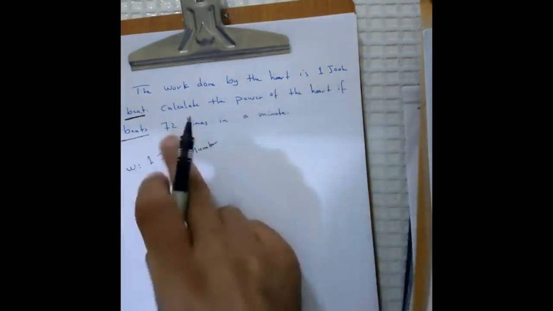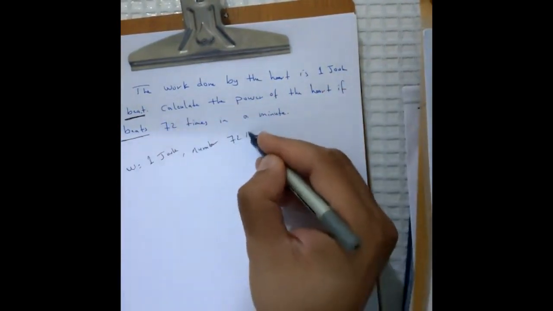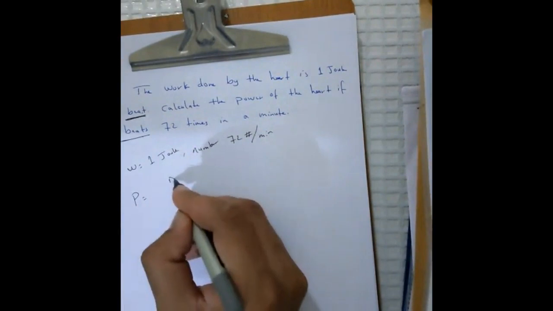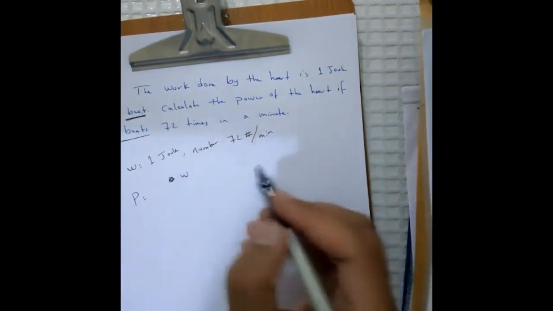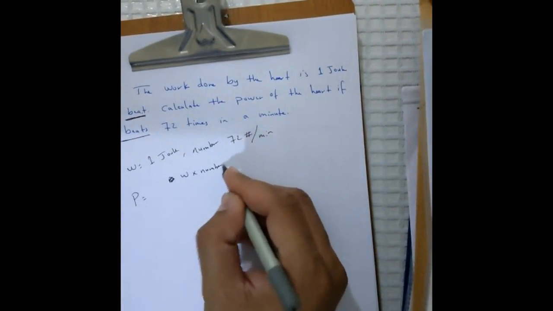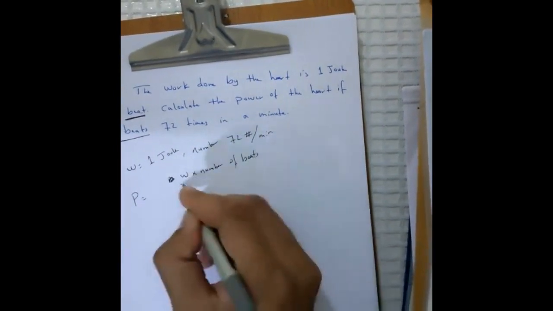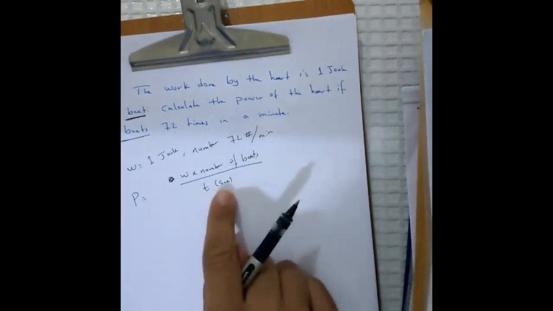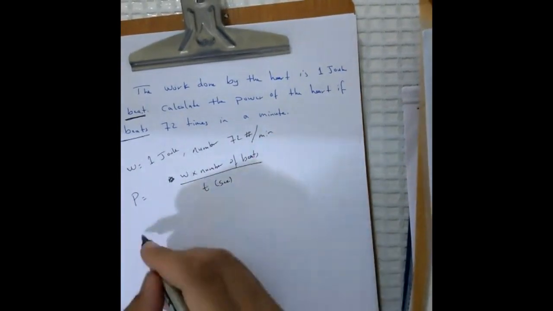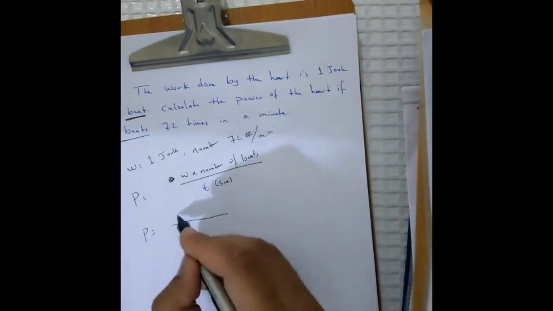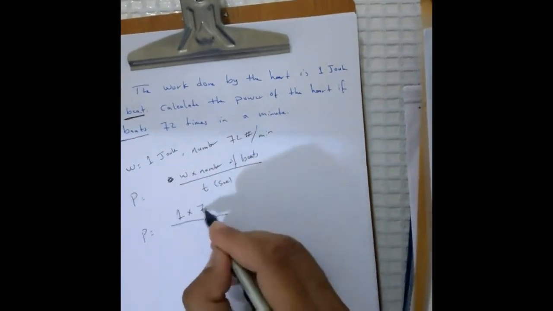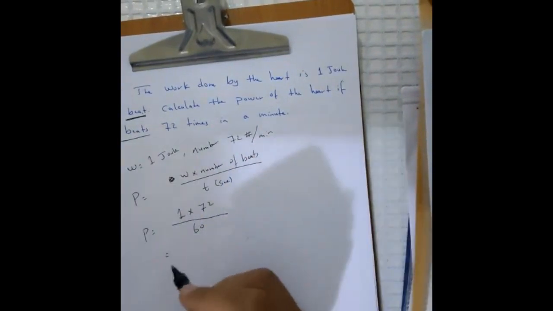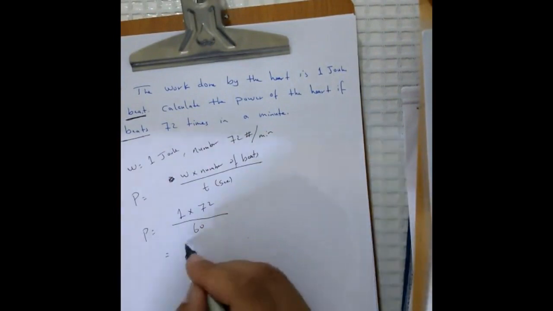Calculate the power of the heart if the beat is 72 beats per minute. Okay, I know the power is delta W times number of beats over time in second. To be careful, time should be in second. We have here minutes, so we should transfer it. P will be equal: the work done is 1 multiplied by number of beats 72 over time in second. One minute will be 60 seconds. The answer will be 1.2 watt.